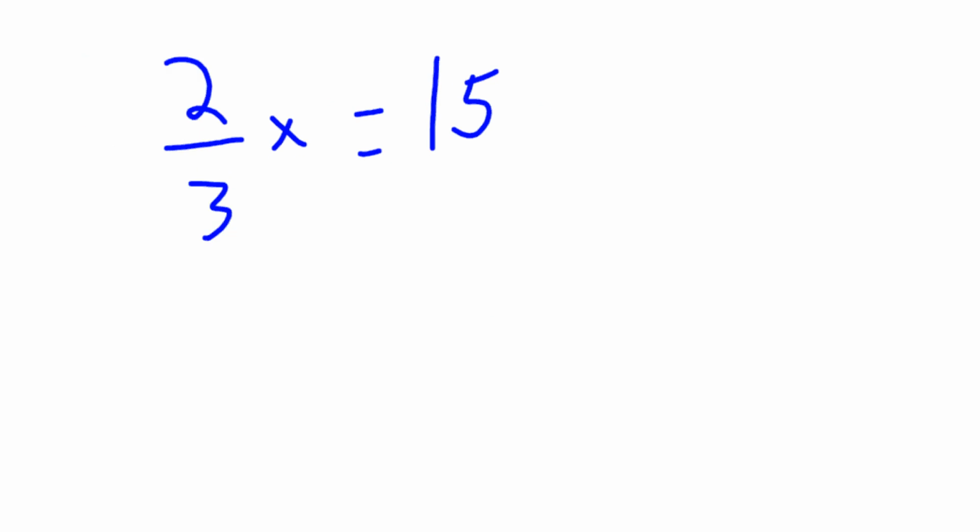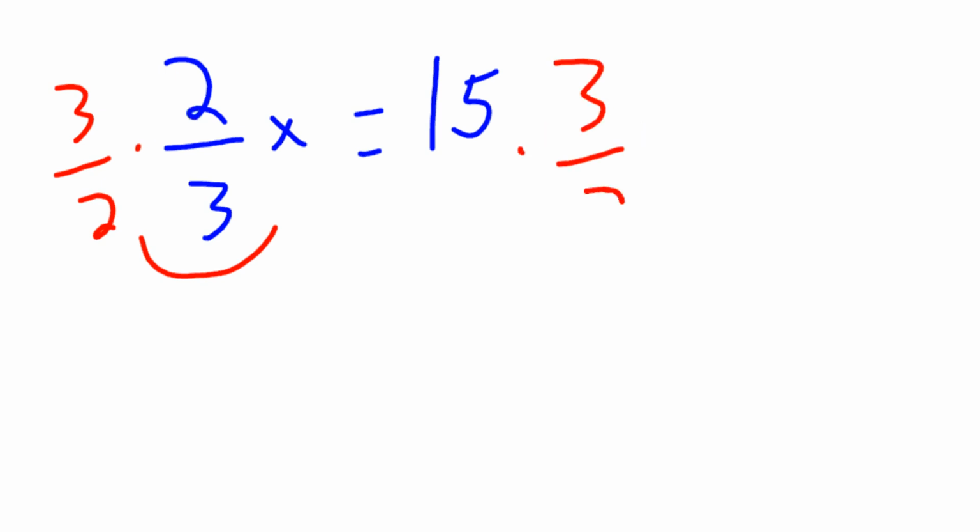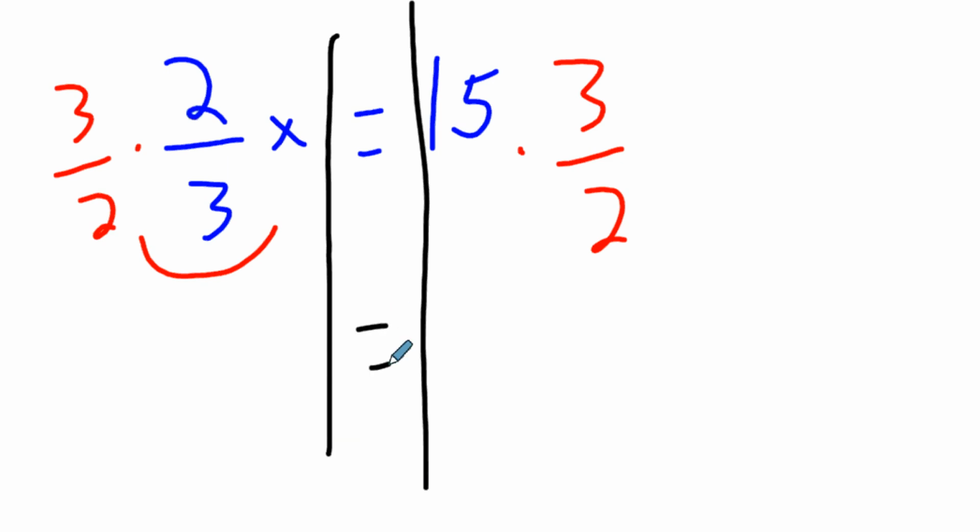If we have an example like 2/3 x equals 15, to solve this, the operation is to multiply by the reciprocal. Notice the reciprocal of 2/3, because we multiply by the reciprocal of the coefficient, and 15 is not a coefficient here. So we're going to multiply by 3/2. We multiply both sides by 3/2. I'm going to make sure I draw my lines and bring my equal sign down.